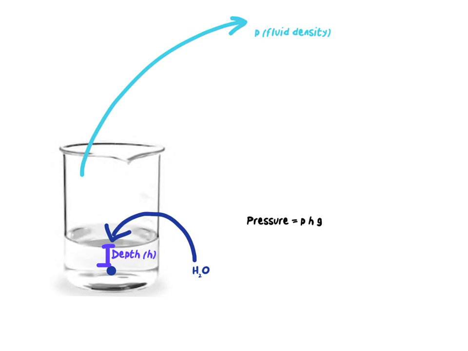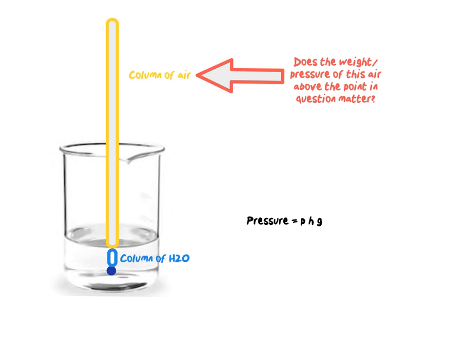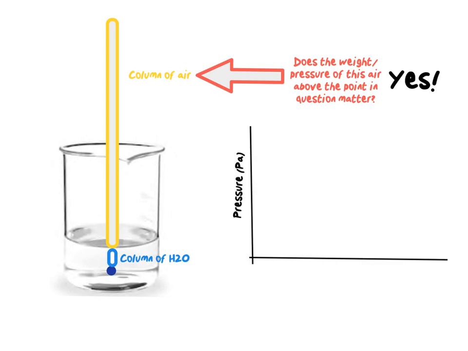Now you may have been wondering the whole time, well, what if I extended that column not just of water, but of all the air that's sitting on top of that same place? Shouldn't that factor in? It most certainly does. If I actually graph pressure versus depth, as we discussed a few minutes ago, the line that results if I collect data will actually have a y-intercept value.